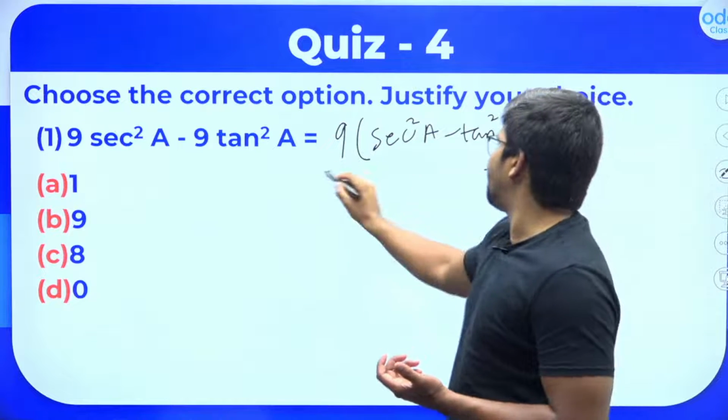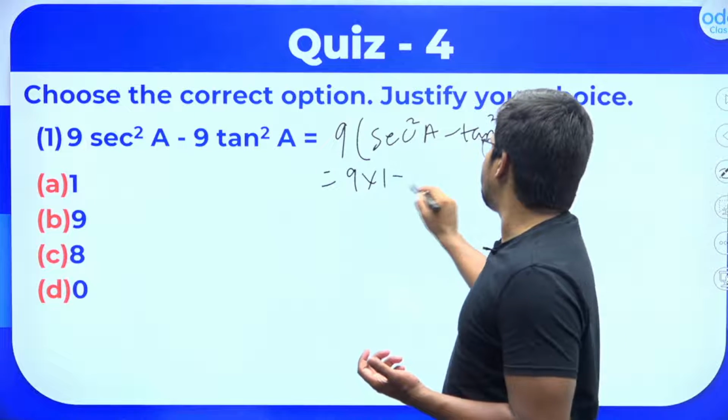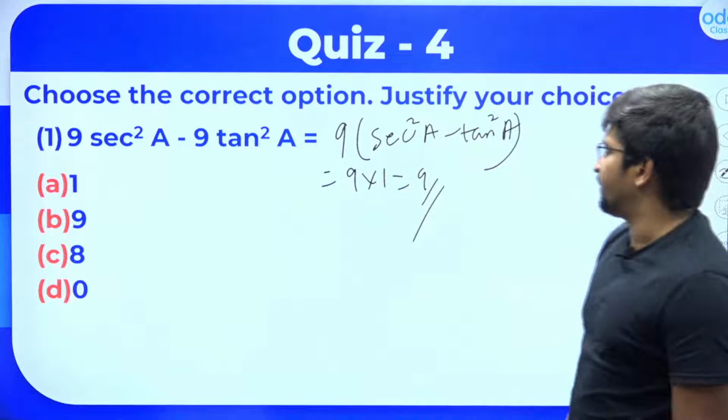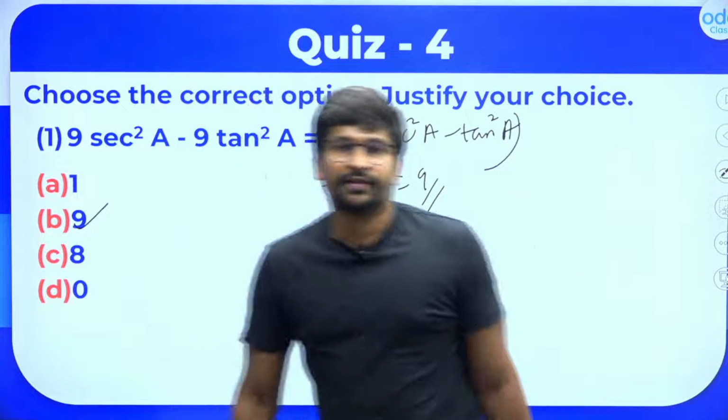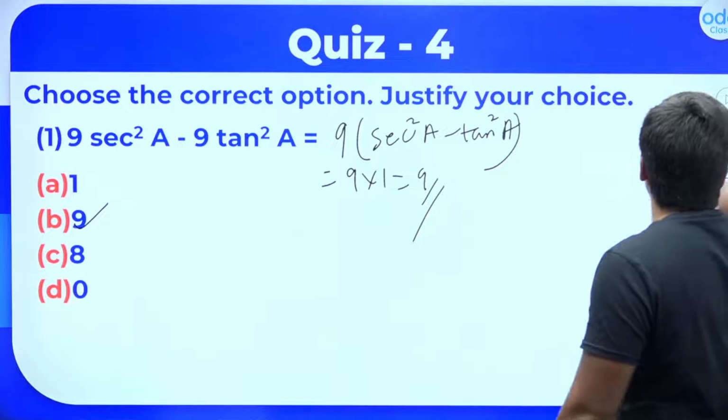What is sec square A minus tan square A? It is 1. So it is 9 into 1, which is 9, will be the answer. So option B has to be the right answer for you. Is this clear to all? The right answer will be option B.